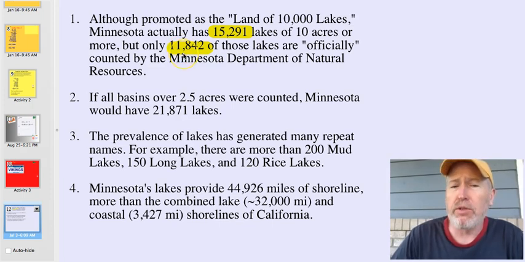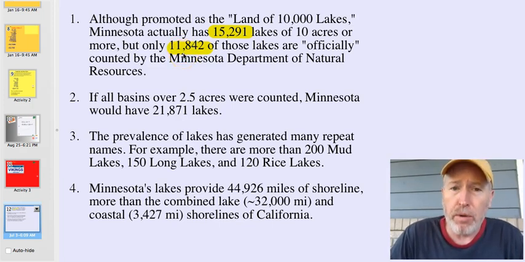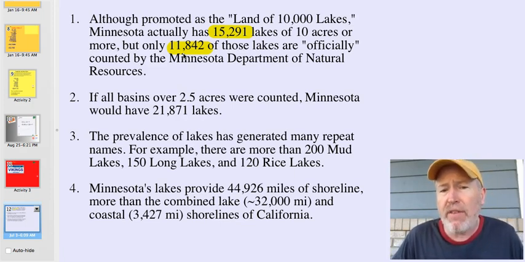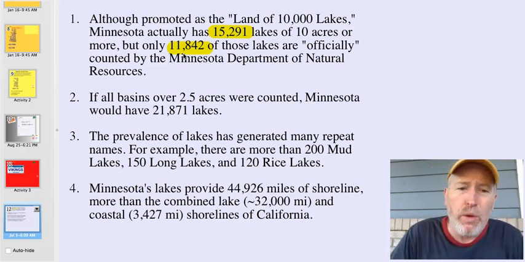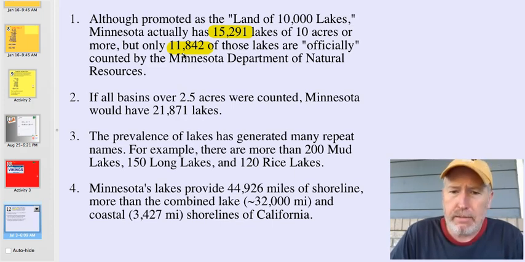So this is the number Mr. Zenz and Mr. Persons, your American Studies teachers, will probably say. So officially 11,842. However, if all the basins or all these little lakes that are 2.5 acres or greater were counted, we'd have 21,871 lakes. So there's so many lakes in Minnesota that a lot of them have repeated names. For instance, there are more than 200 Mud Lakes, more than 150 Long Lakes, and 120 Rice Lakes. That's a lot of Rice Lakes.